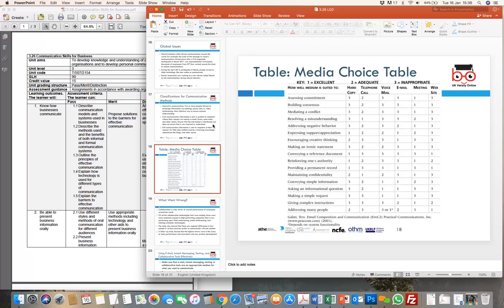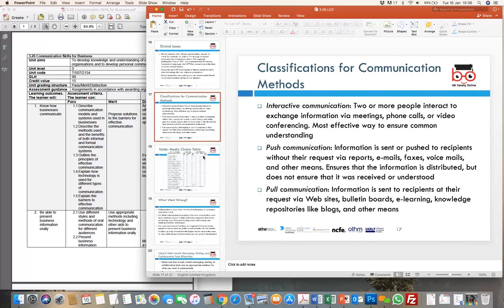Some of these can be done electronically using MailChimp, SurveyMonkey, Google Forms, and more and more companies are beginning to use technology to give feedback on this type of communication.